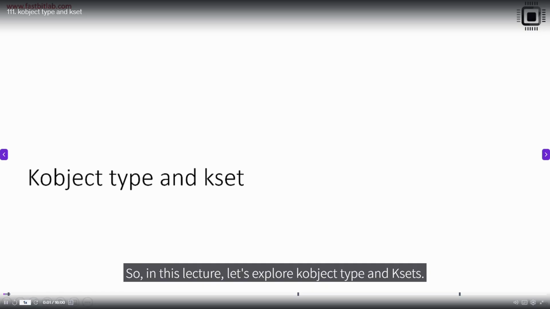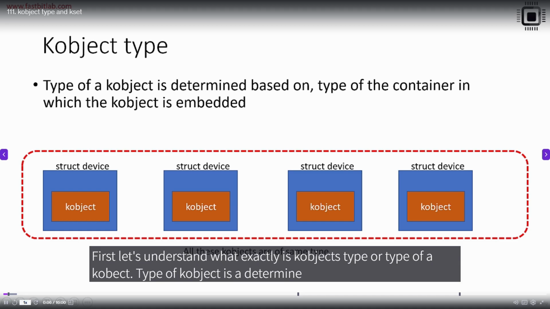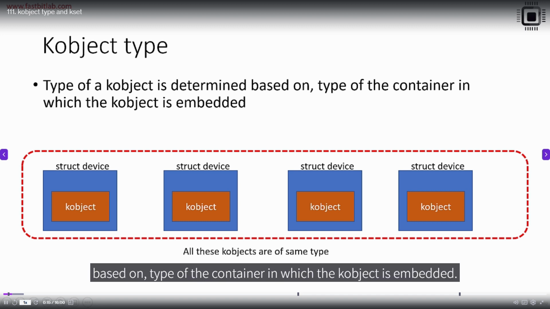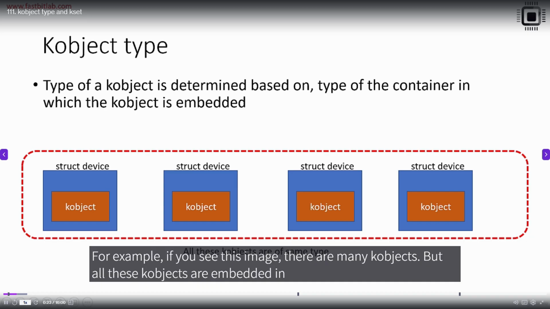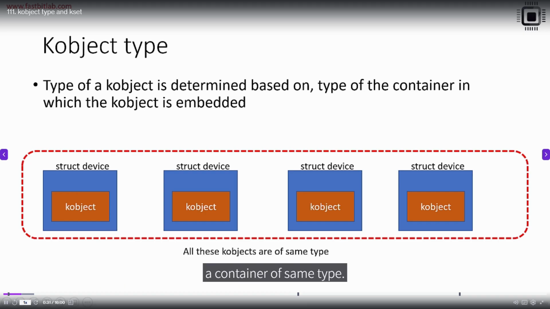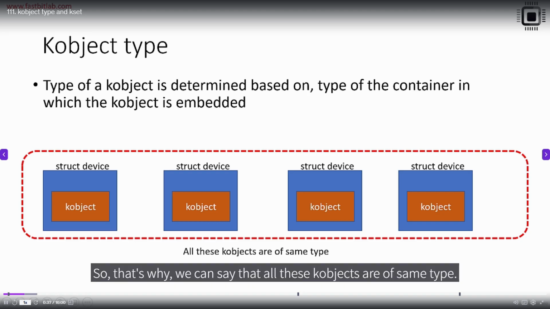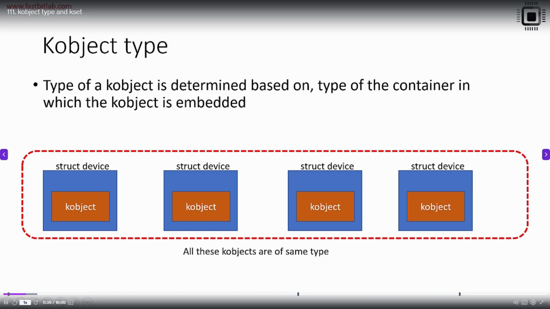So in this lecture, let's explore k-object type and k-sets. First, let's understand what exactly is a k-object's type. The type of a k-object is determined based on the type of the container in which the k-object is embedded. For example, if you see this image, there are many k-objects, but all these k-objects are embedded in a container of the same type. The container type is struct device. So that's why we can say that all these k-objects are of the same type.